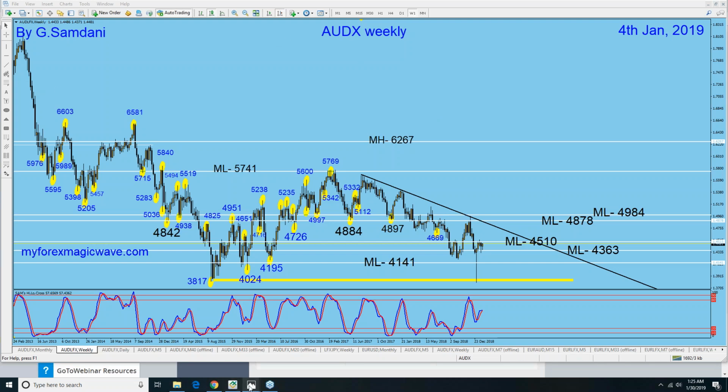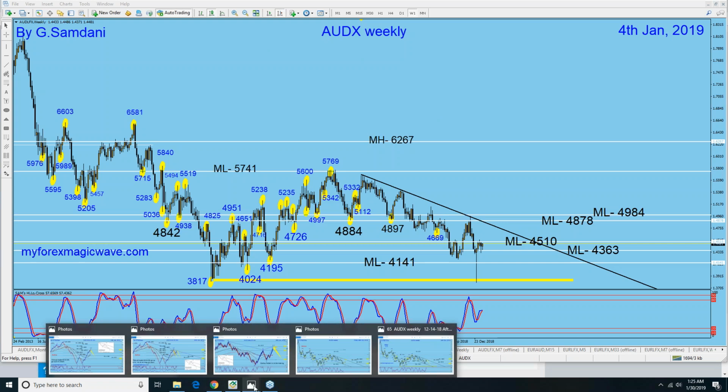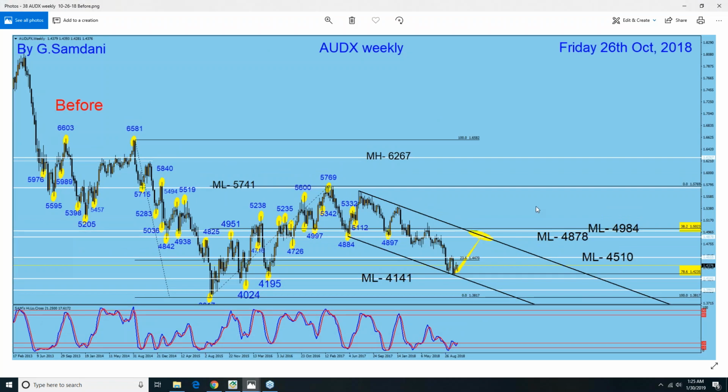Let me go back a little bit and show you what I was expecting and how I was tracking. This chart I made a long time ago, right? I made it in October, saying that we're going to be bouncing from here. This is a weekly chart, and we're going to go over there in this area, and then we're going to drop from there. Obviously, when we hit that, that's the idea.